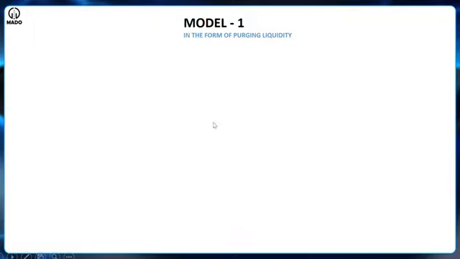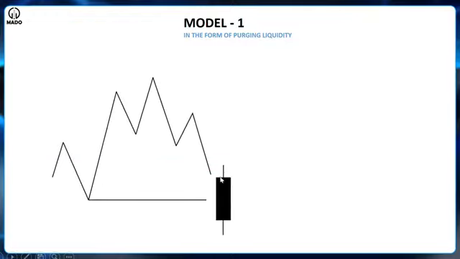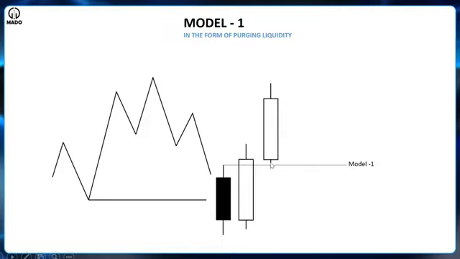Now let's discuss Model 1 in the form of purging liquidity. You can also call this the order block entry, but remember, this is not ICT's OB. This is CRT's advanced way of using OB. Here's how it works: a candle or a series of consecutive candles that digs below a low or above a high, when engulfed in the form of closes above or below, and comes back to test that specific candle that purged liquidity, that is called a valid Model 1 entry.